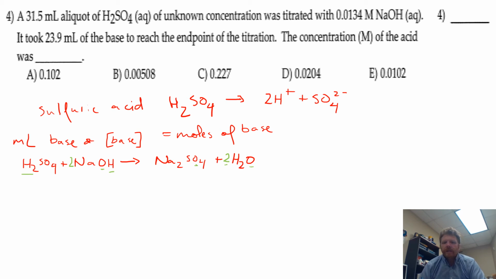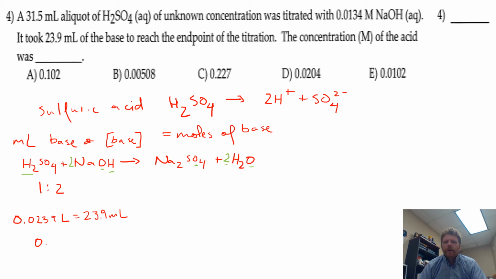Ultimately, this is valuable because it shows you that this is a 1 to 2 molar ratio. For every 1 mole of H2SO4, you need 2 moles of sodium hydroxide to neutralize it. So, like I said, our earlier calculation was we need the volume of our base and the concentration of our base to figure out the number of moles of our base. So we have 0.0239 liters of our base. That is the same as 23.9 milliliters.